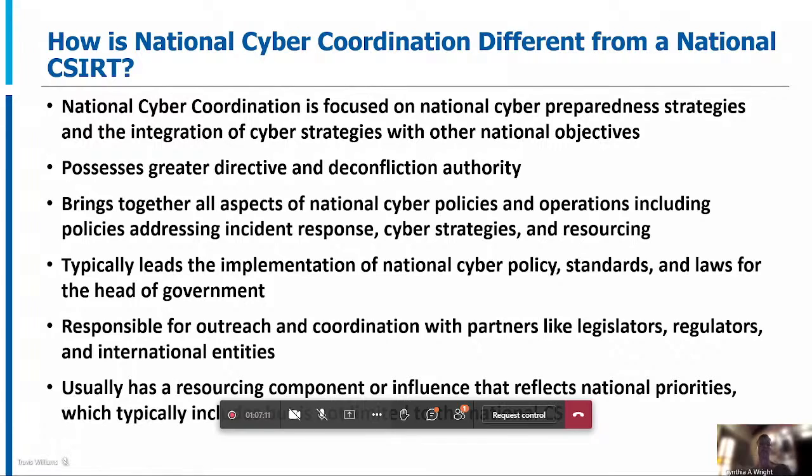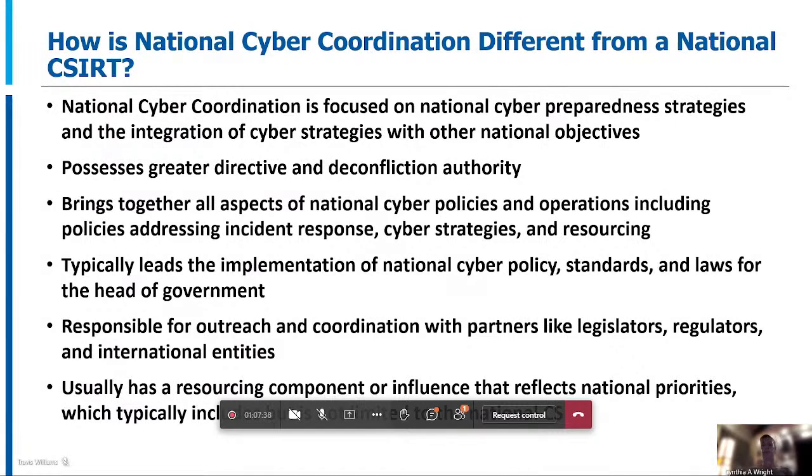A National Cyber Coordinator also typically possesses different authorities. They are able to direct other ministries usually, and they usually have the authority to deconflict concerns when there are conflicts between different agencies. For instance, between a regulatory and a law enforcement agency, or between a critical infrastructure provider and a policymaker of some sort.